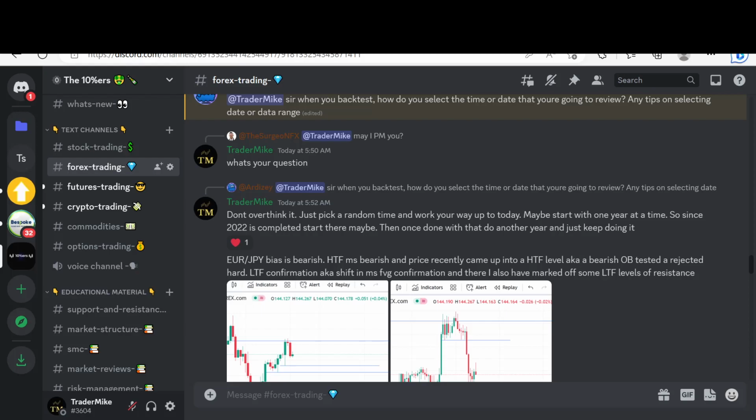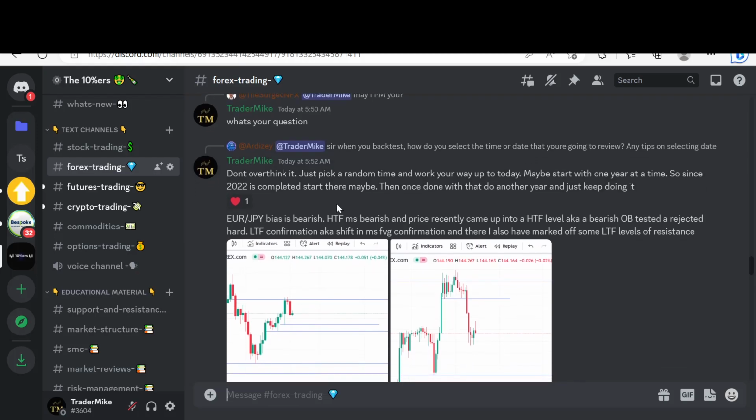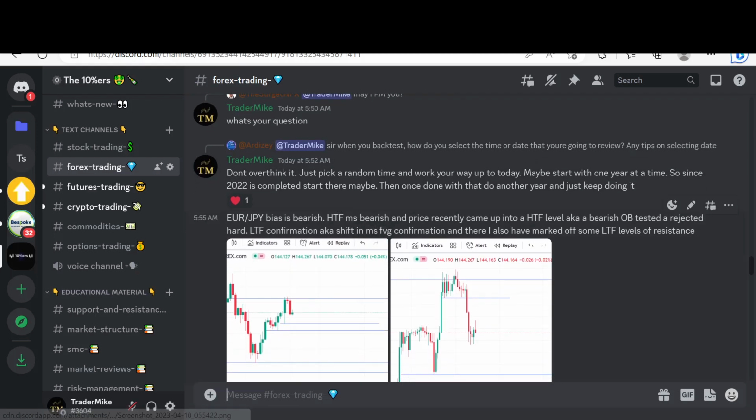So what we're going to start with is Euro JPY. This was actually a mistake, so I posted this incorrectly this morning. I think I got confused with something else, a different pair. But what I said was Euro JPY bias is bearish, higher time frame market structure bearish.